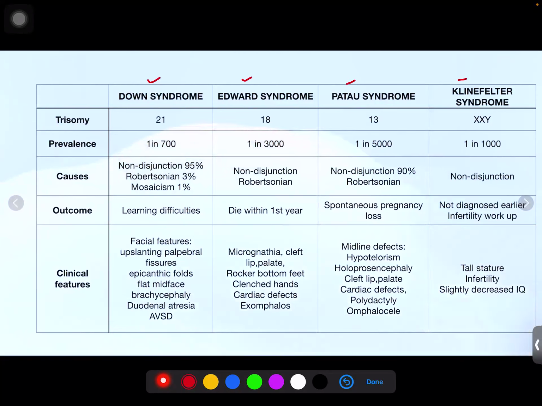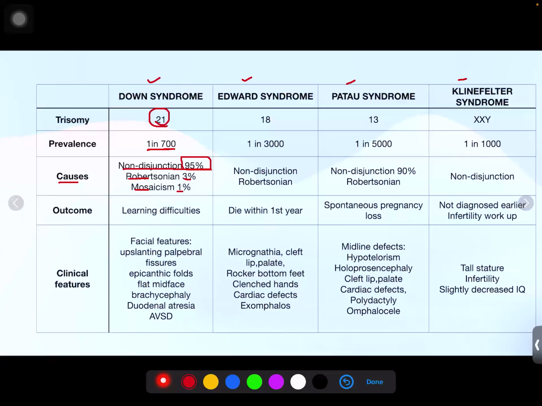We have already discussed Down syndrome. In Down syndrome, there will be trisomy 21. Only chromosome 21 will be extra, no other chromosome will be extra, okay? The prevalence is 1 in 700. Most common cause is non-disjunction. You now know what non-disjunction is. It is 95% of the cause, and of the maternal gametes as well. Then there's Robertsonian translocation, 3%, and then mosaicism, 1%.